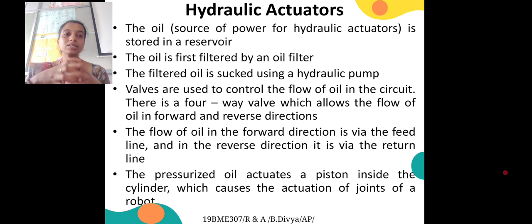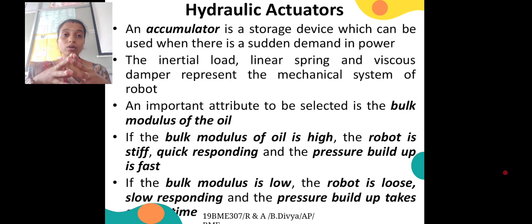The pressurized oil actuates a piston inside the cylinder. As I told you, this double acting cylinder will have a piston, and the pressurized oil actuates the piston inside the cylinder, which causes the actuation of joints in the robots. Once the pressure is given in the cylinder, the robot's joints can be moved accordingly. We have an accumulator also. The accumulator is a storage device which can be used when there is a sudden demand in power. The oil can be stored, and once we have a demand for oil, we can use the stored oil.